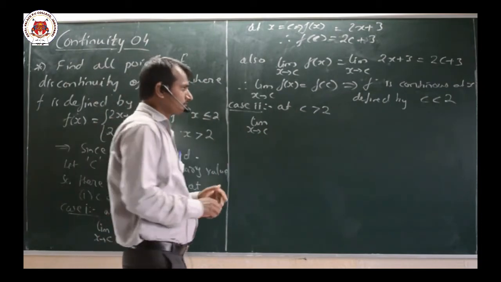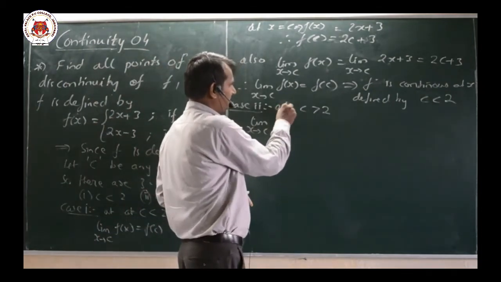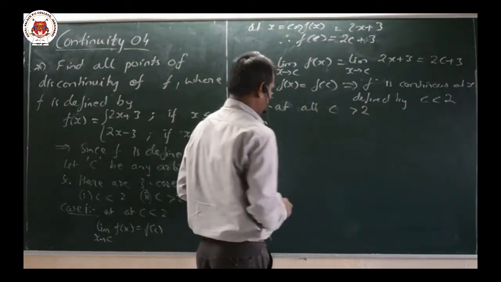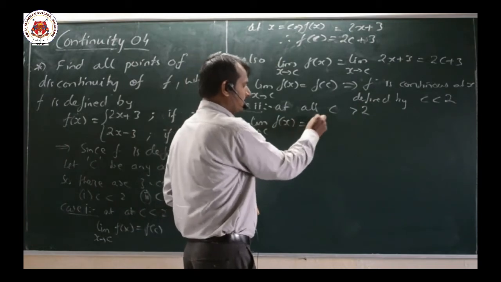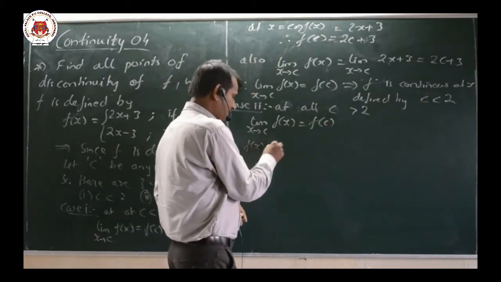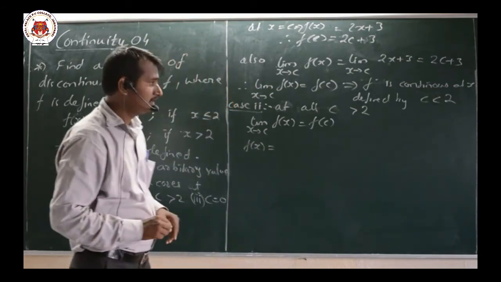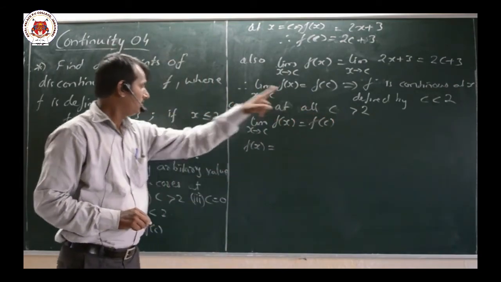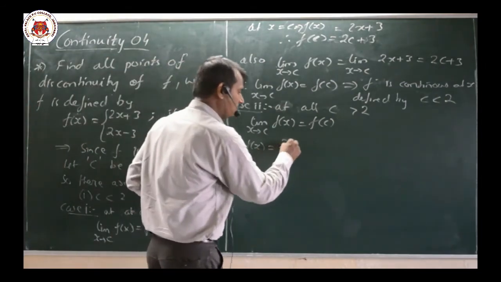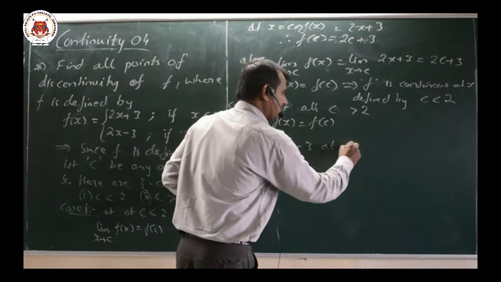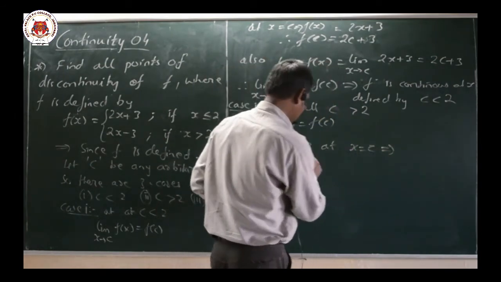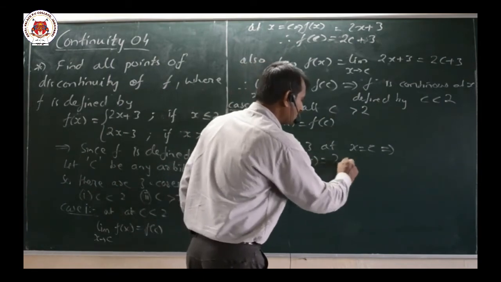Okay, I will take all c greater than 2. Now here, what is the function? f of x is equal to f of c here. For c greater than 2, or x greater than 2, what is the function value? f of x equal to 2x minus 3, at x equal to c. That is nothing but f of c will be 2c minus 3.